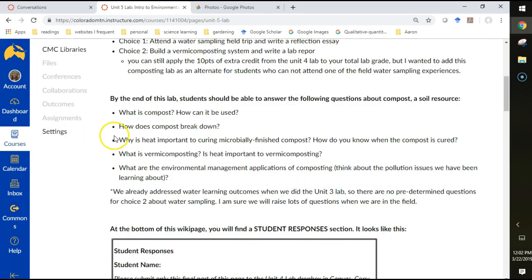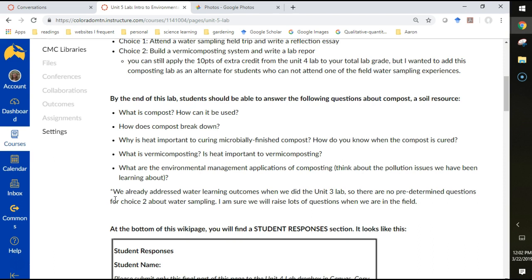Okay? Now, because we have already covered the learning outcomes involved with water, I really wanted everyone to read the composting readings and think about compost as a soil resource to meet our soil learning outcomes. So even if you attend the field trip, which has nothing to do with building compost bins or any such thing, I still want you to reflect on these questions.